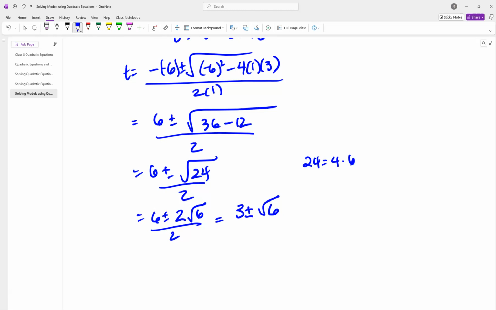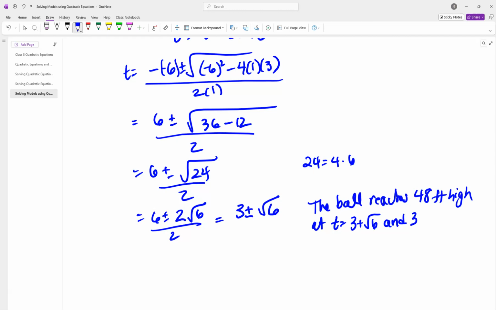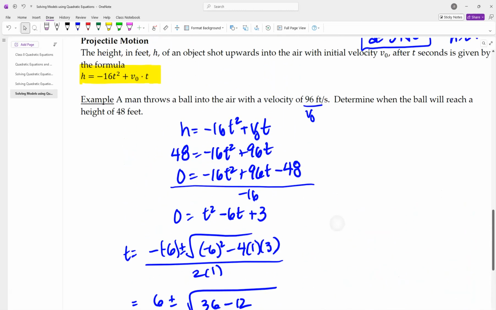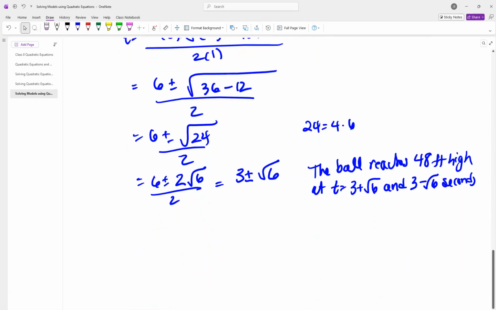So I would say the ball reaches 48 feet high at t equals 3 plus square root of 6 and 3 minus square root of 6 seconds. Okay, and you could round these depending. This one didn't say to do so, but you could round these as well if you needed to.